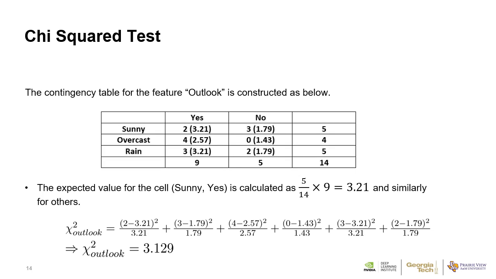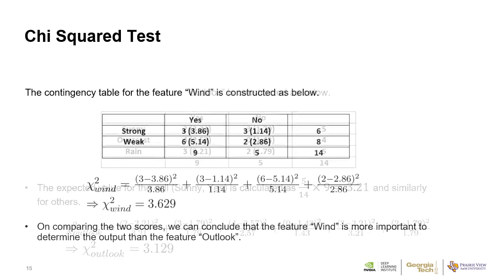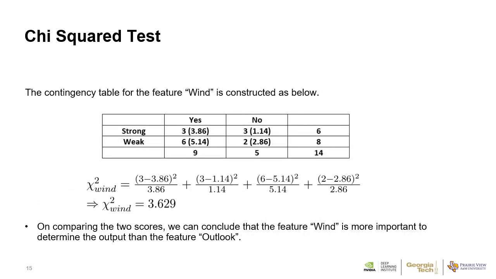To calculate the expected frequency for each cell, first, the proportion of the feature value in the total data set is calculated, and then it is multiplied by the total number of the current class level. Here, the output variable is the column named play tennis, which determines whether tennis was played on the day given the weather condition. On comparing the two scores, we can conclude that the feature wind is more important to determine the output than the feature outlook, since its chi-squared value is larger than that of outlook.